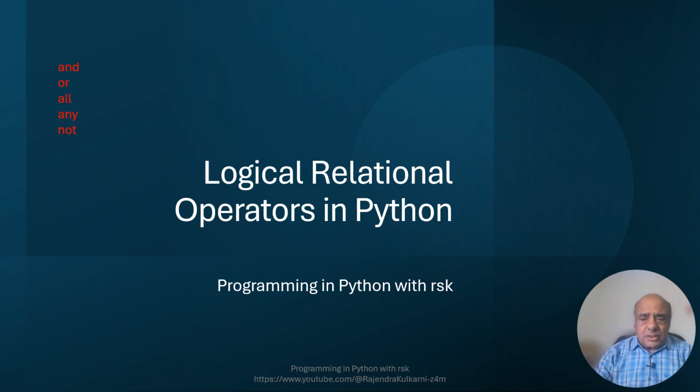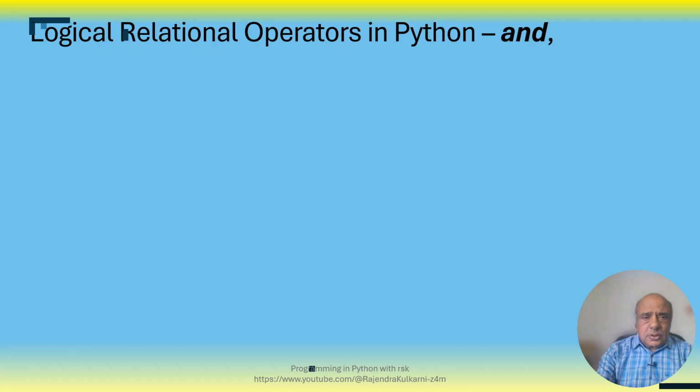Friends, in our earlier video we have seen mathematical relational operators in Python. In this video we will learn about logical relational operators in Python: and, or, all, any, and not. These five are the logical relational operators we can use in Python. Let us start with and.